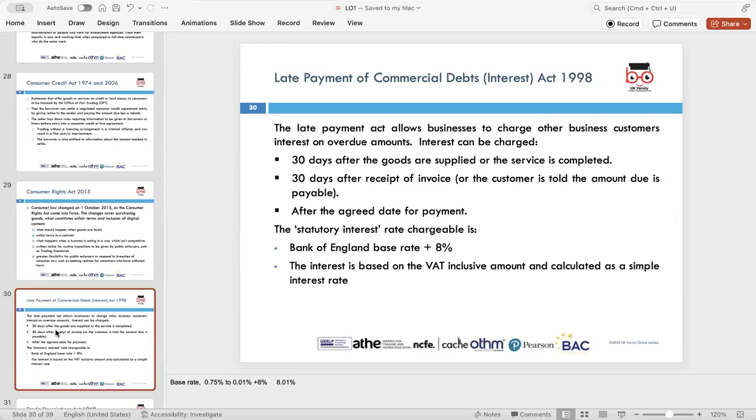The statutory interest rate to be charged is calculated by adding the base rate of the Bank of England, here it is 8%. Calculation of the interest is based on the amount that includes value added tax, VAT, and is a straightforward annual percentage rate.